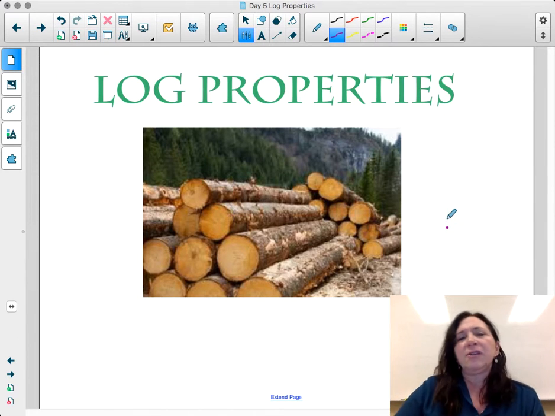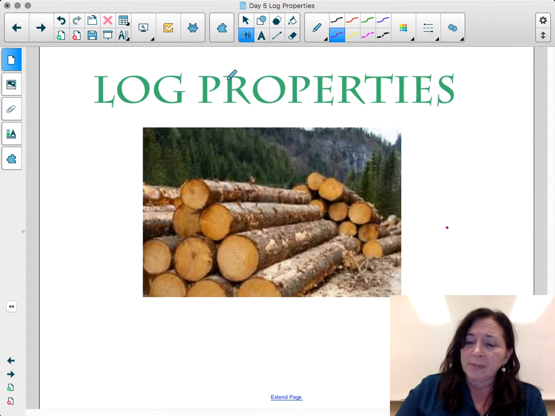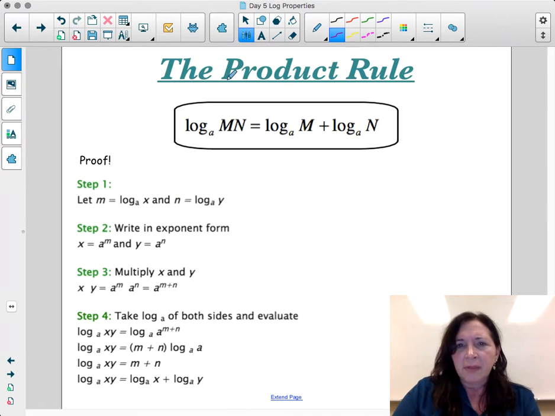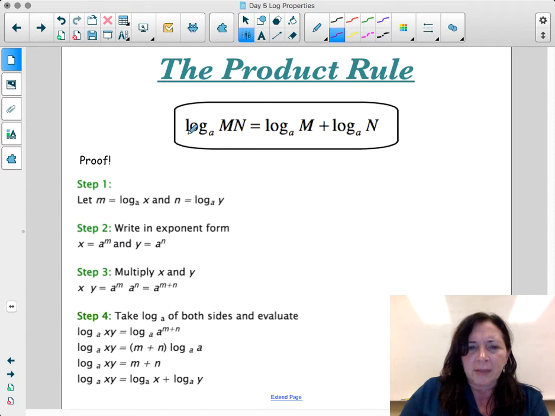So now we're getting into the new lesson, which is log properties. There are 3 log properties that we're going to discuss today. The first one is what we call the product rule. What that basically means is that log base A of m times n is the same thing as log base A of m plus log base A of n.